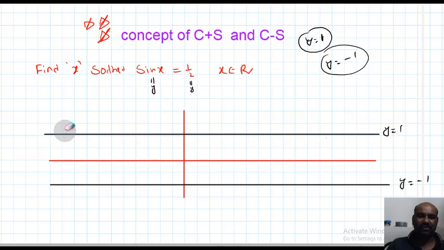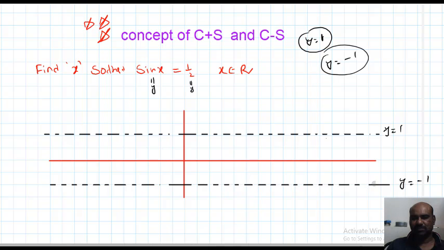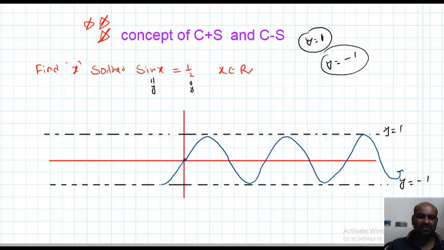Okay, now I want to draw it in dotted lines. First of all, I want to draw the graph of the sine function. Okay, students, the sine function. Sine is passing through the origin, a continuous function. So this is the graph of the sine function, and so on. This side also.